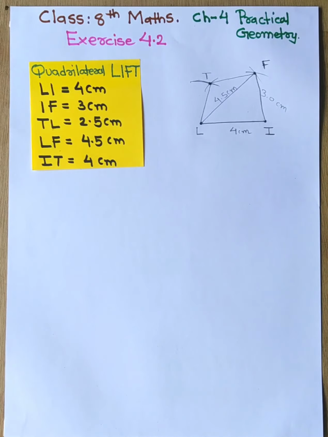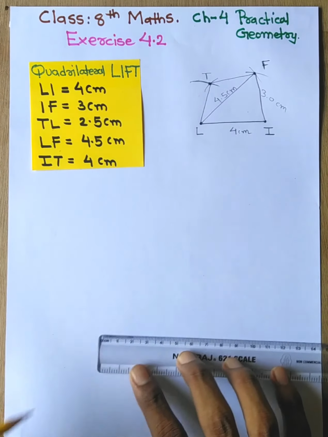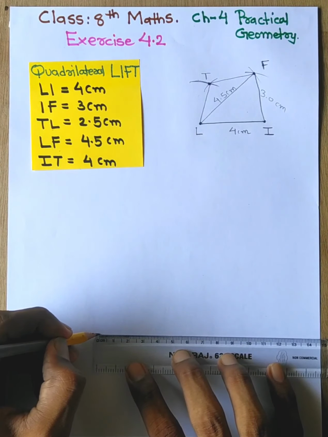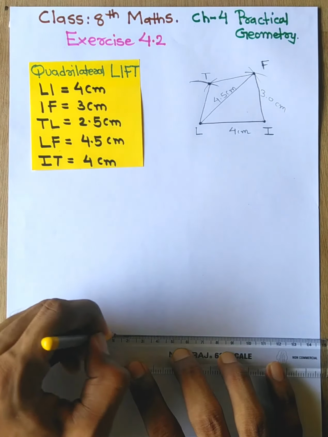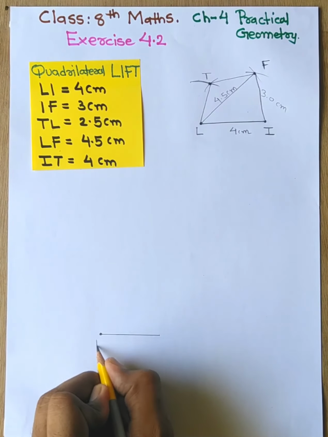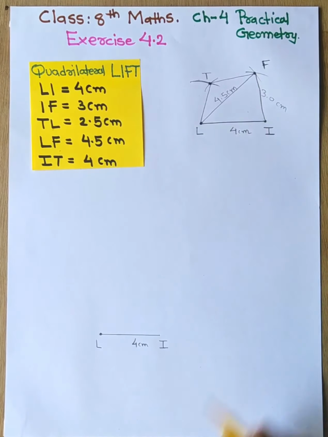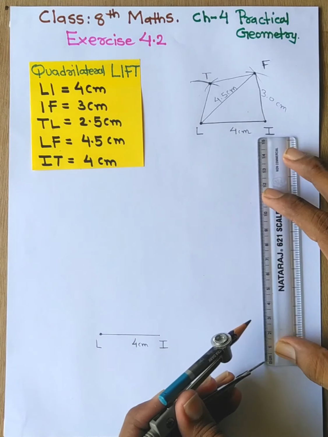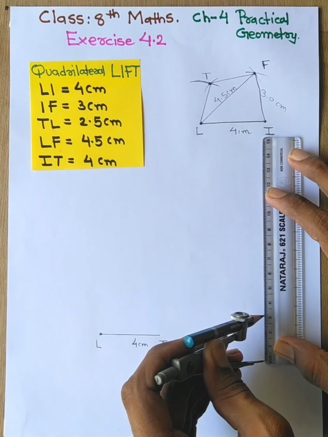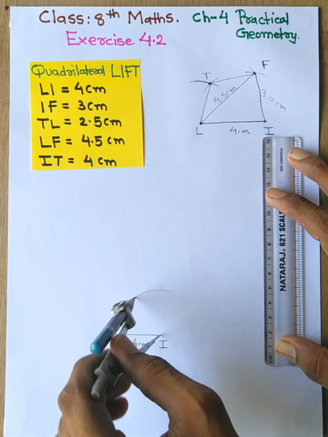Okay, so let us start the construction. So for that, let me start with LI. So LI is how much? 4 centimeter. So from 0 to 4 centimeter, very carefully you draw. So I am marking my endpoints, that is LI, and it is 4 centimeter. Now for F, let us make an arc. For this you will take 3 centimeter. So I am starting from 0 to 3 and very slowly and carefully I will draw the arc.